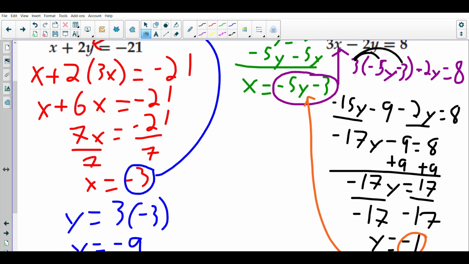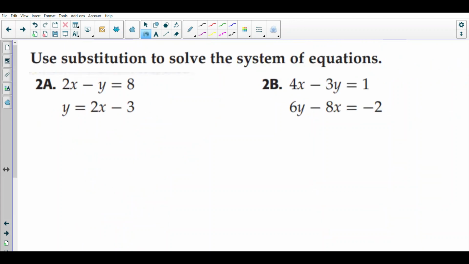Okay, it can be a long process. Sometimes it's very quick and simple. Sometimes it's a little bit longer, but it's fairly step by step. All right, next one, use substitution. We're just going to do a couple more examples. So I got one already set up for us.